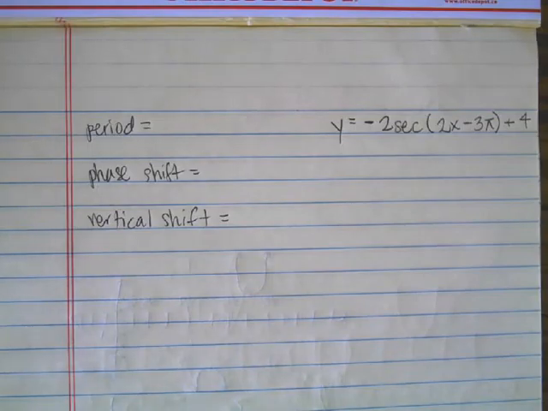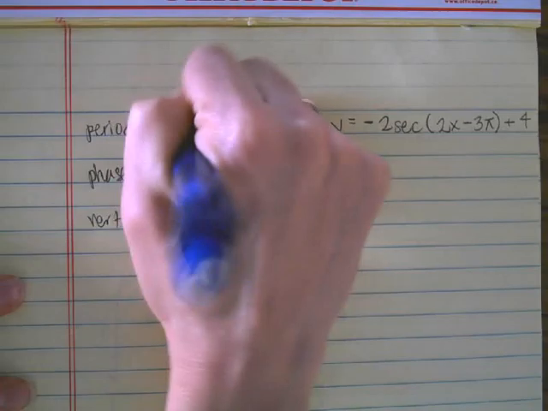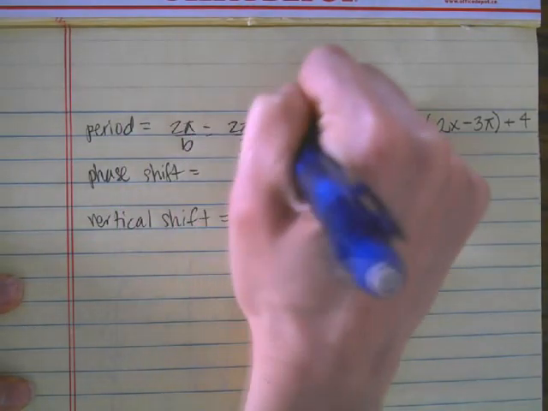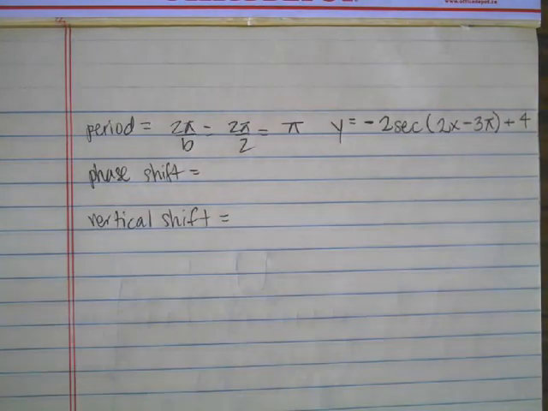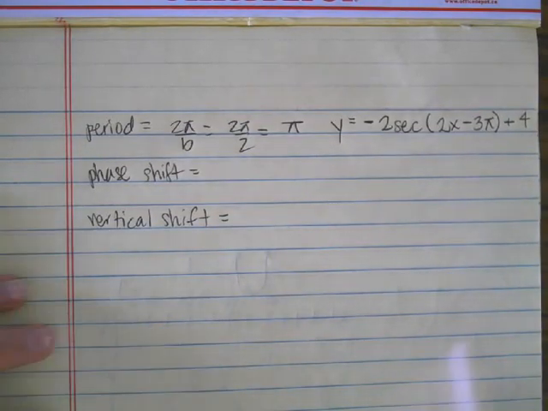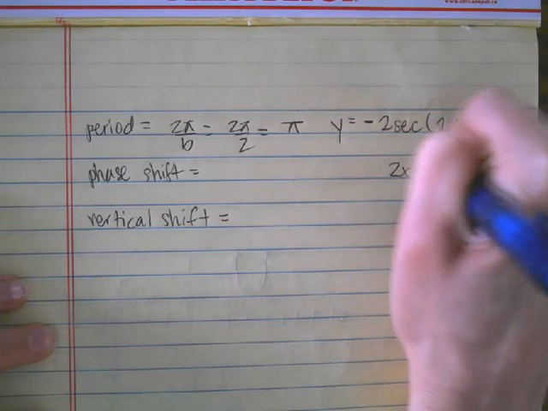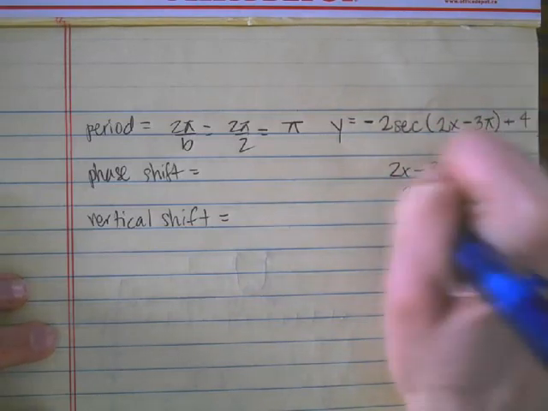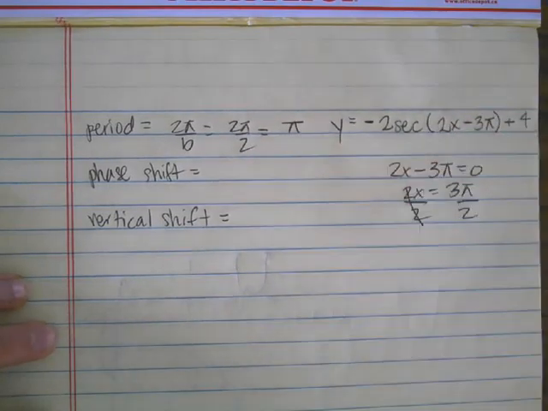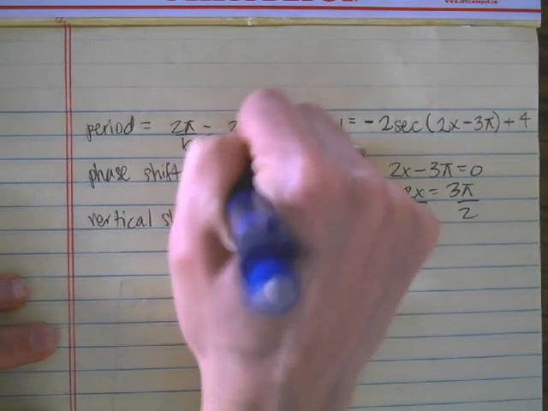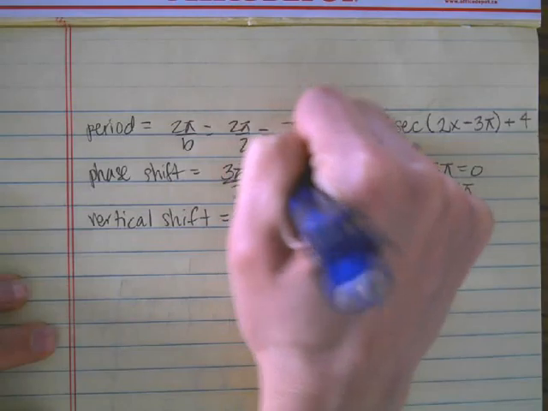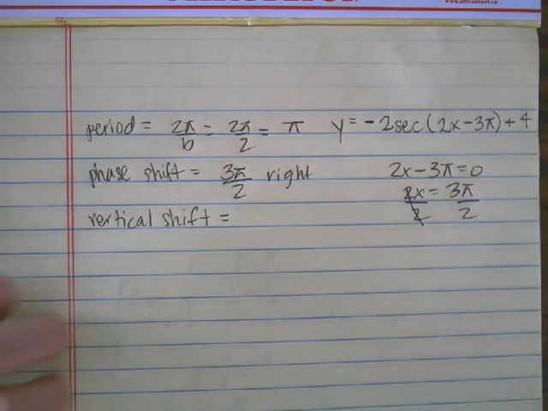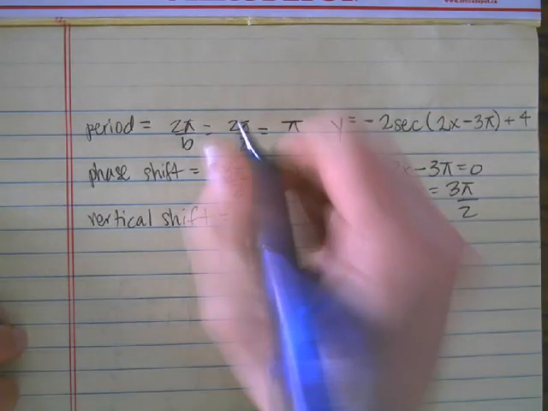Okay, so to find the period, it's 2 pi over b. B is 2 in this case, so 2 pi over 2, so it's pi. To find the phase shift, you set the parentheses equal to 0, and you solve. So 2x equals positive 3 pi, divided by 2, divided by 2. So the phase shift is 3 pi over 2, which is the same thing as going 3 pi over 2 to the right. The vertical shift is the number on the end, so plus 4, so 4 up.